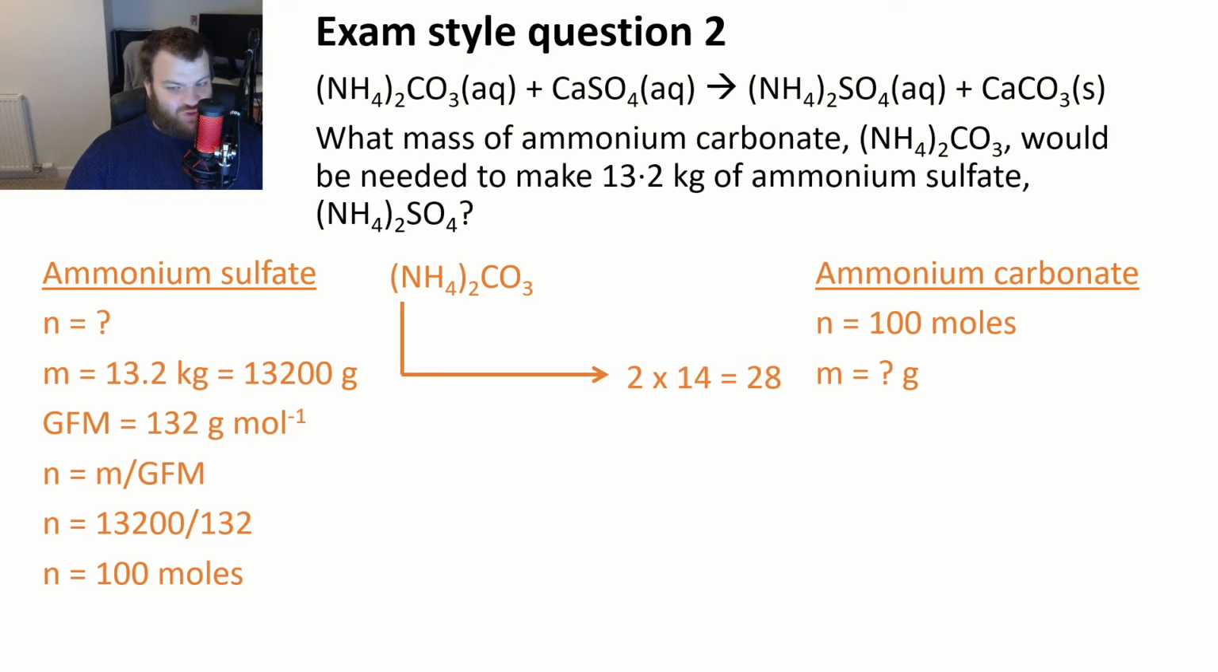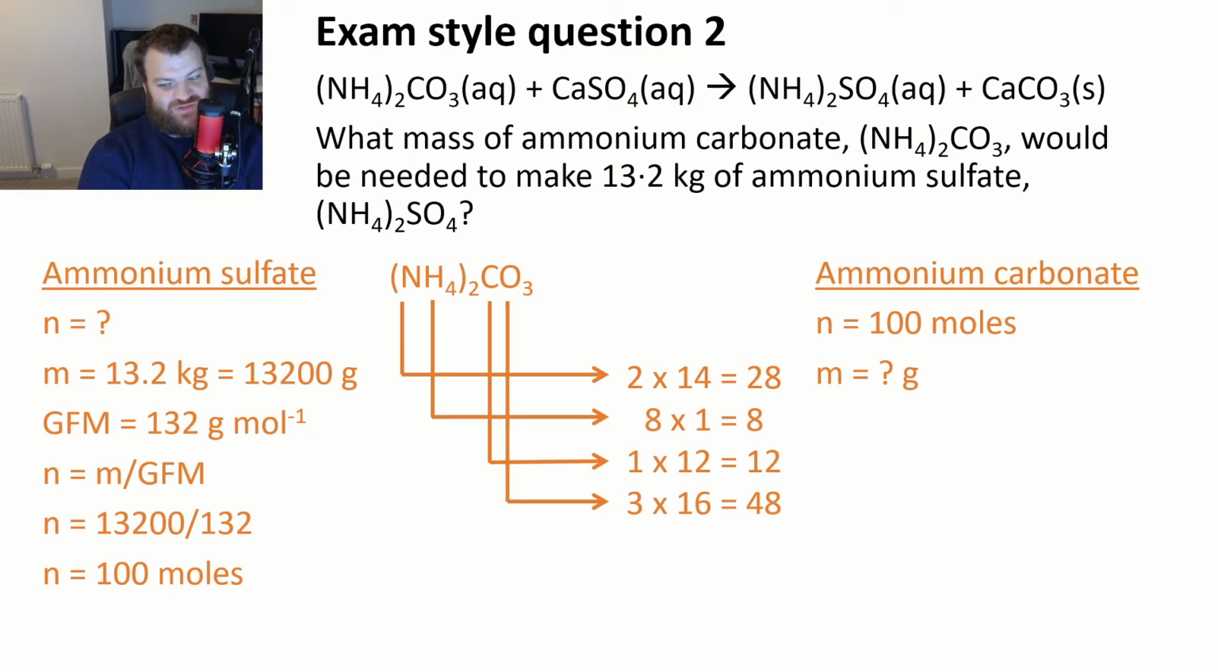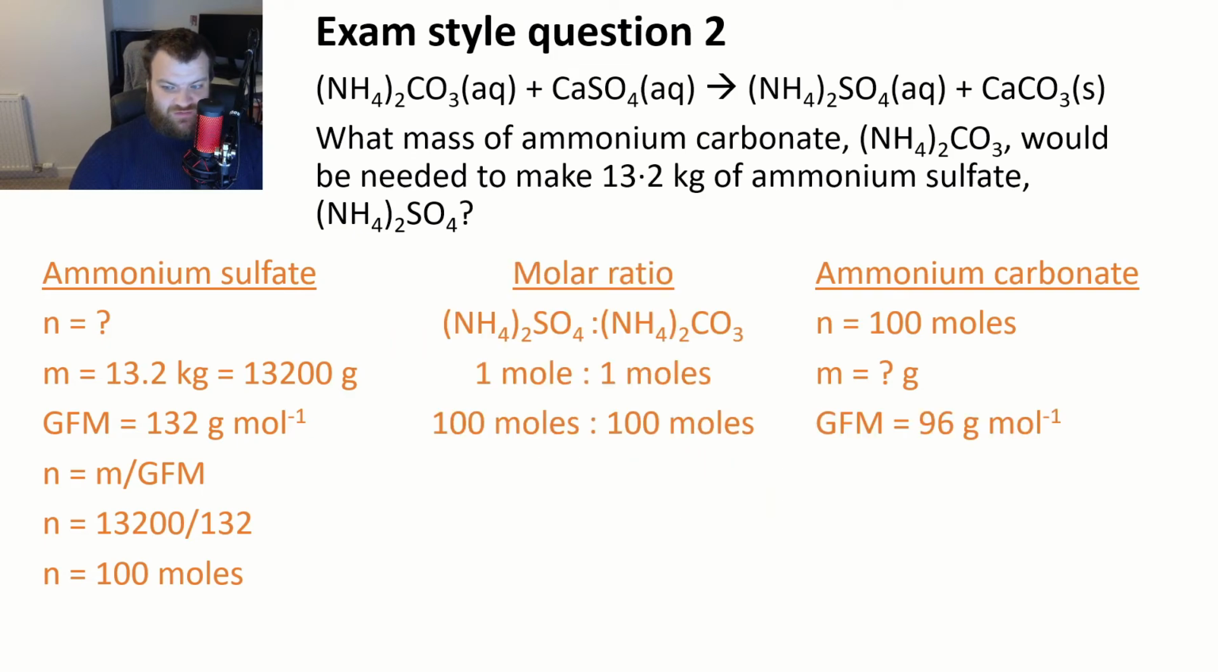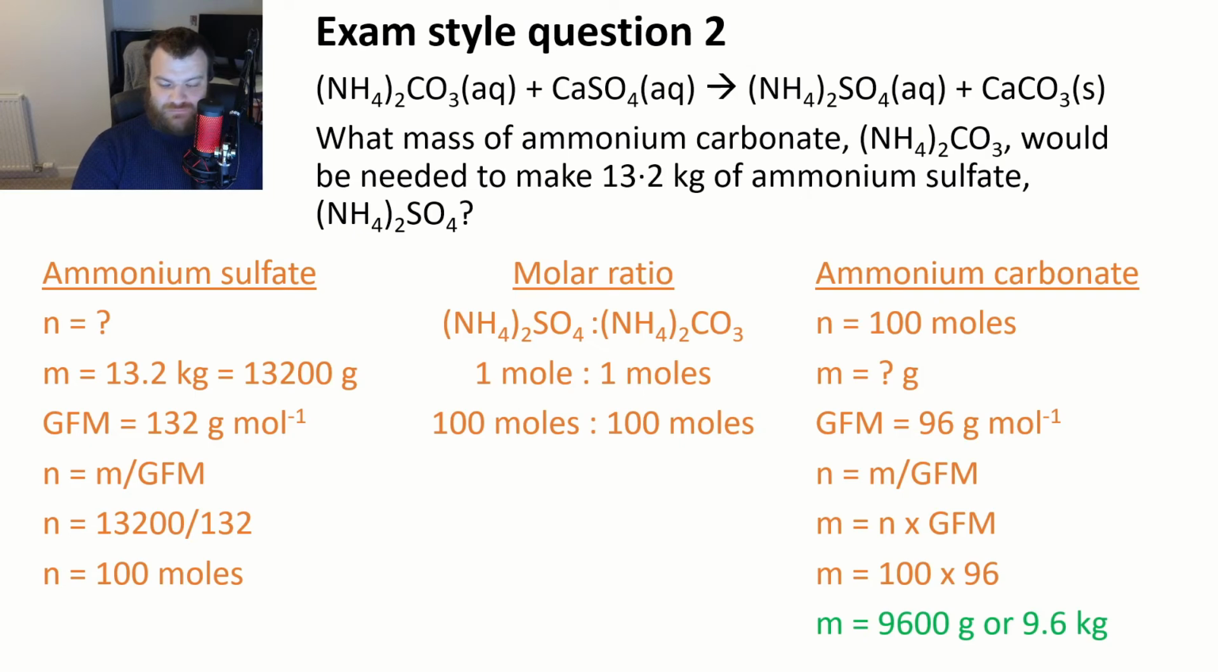We again have 2 nitrogen, which is 2 times 14. We have again 8 hydrogens, which gives us 8 times 1. 1 carbon, which is 12. 3 oxygens, 3 16s are 48. In total, that gives you 96 grams per mole. We can then go on to finish off this question by using a rearranged N equals M over GFM. That gives us M equals N times GFM. M equals 100 times 96, giving you 9,600 grams or 9.6 kilograms.